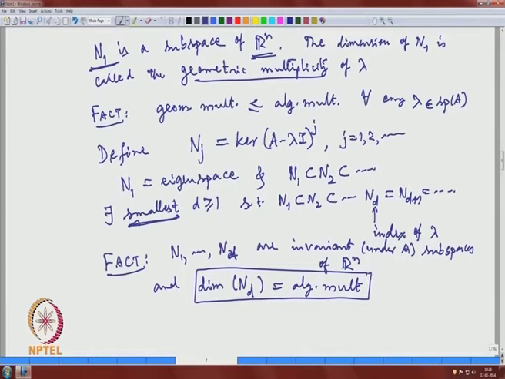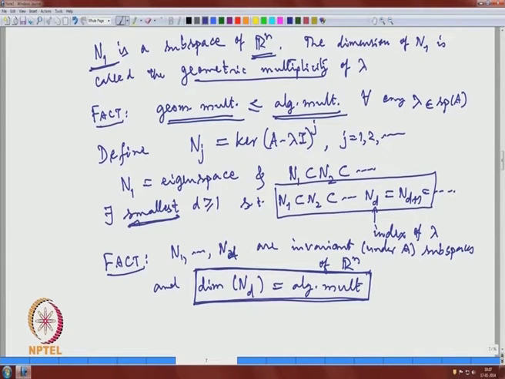So, when the geometric multiplicity of an eigenvalue is strictly less than the algebraic multiplicity, we have to go for some more linearly independent vectors in order to get the full dimension, namely its algebraic multiplicity. We want to reach the algebraic multiplicity, and this is the way one reaches that. Okay.